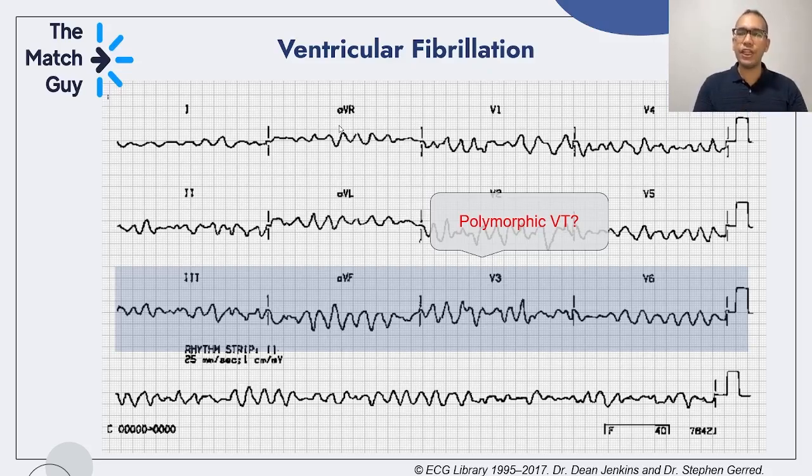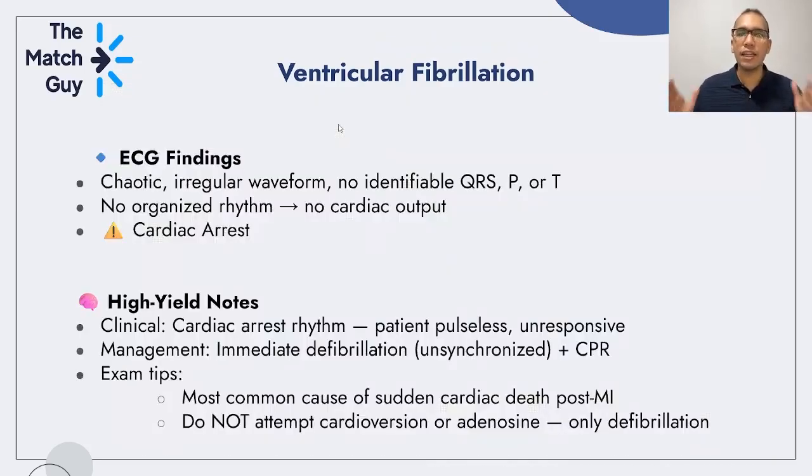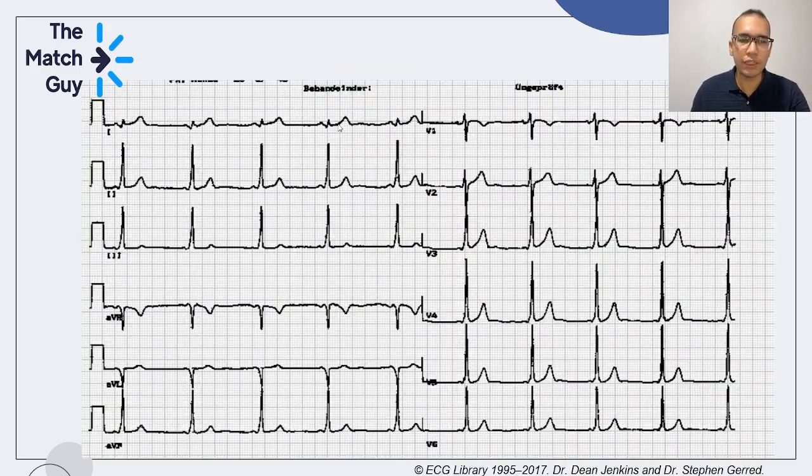And what's happening here is basically that the ventricular muscle fibers are firing randomly with no coordination whatsoever. So this means that there is no organized contraction and therefore no cardiac output. So basically, ventricular fibrillation is cardiac arrest, which needs immediate defibrillation. And of course, the most common cause for this is myocardial infarction. Okay? All right.